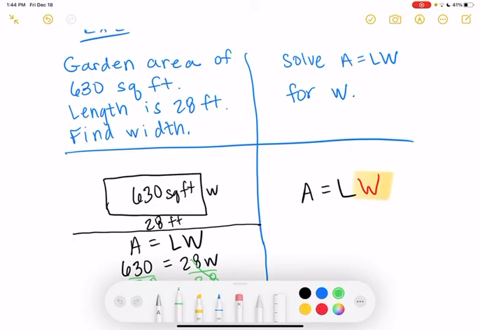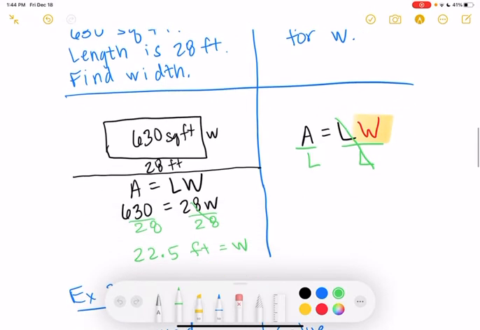So what do I need to do to get it by itself? That L is attached to it, right? The L is attached to it by multiplication. So I do the opposite. I just divide both sides by L to get that W by itself. And my final answer is A over L equals W.